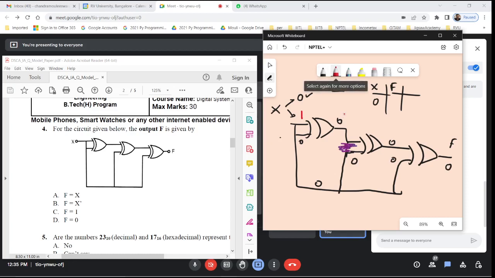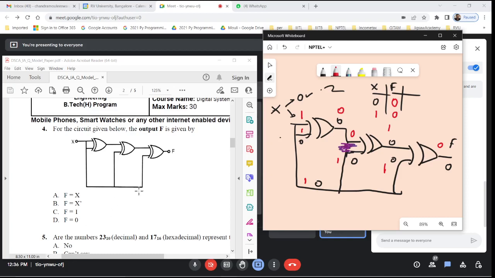Now let us see what if I give 1. Now 1 is coming here, so 1 1, again it will be a 0, because same input will give you output as 0. Now this is 1 and 0. This value is 1 and this output is 0, so this will be 1, and this is again 1 here. 1 1 will give you 0. That means if X is 0, F is 0. If X is 1, again F is 0.